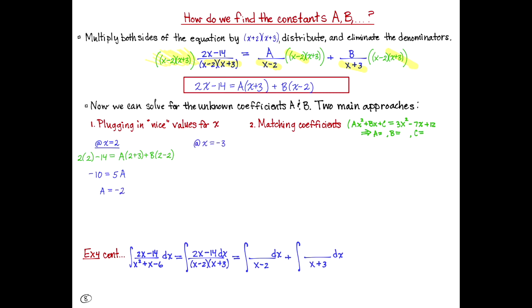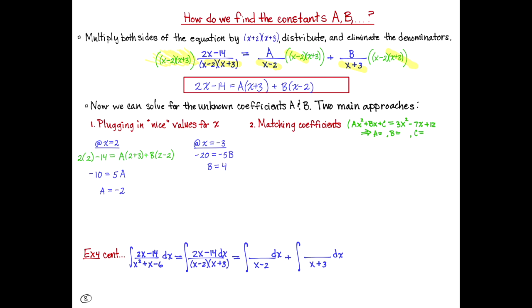At x equal to negative 3, on the left-hand side, we have negative 20. And on the right-hand side, the first term, the one with the a, goes away, and we're left with negative 5b. And subbing in, solving for b, we have that b is 4.